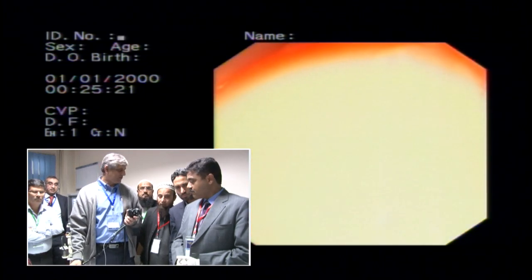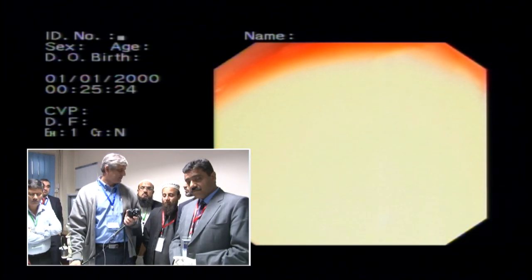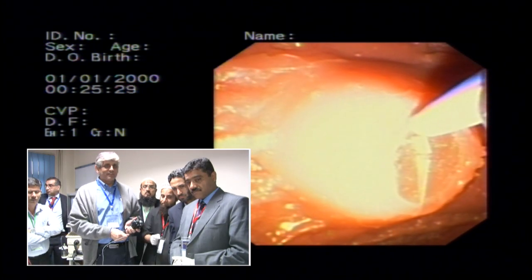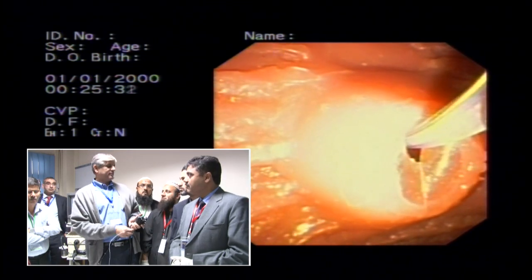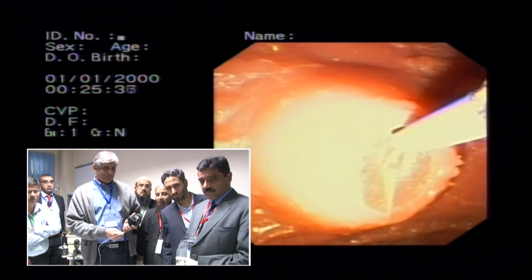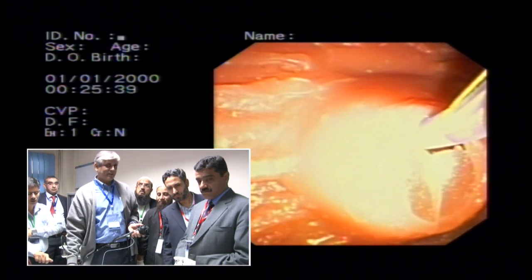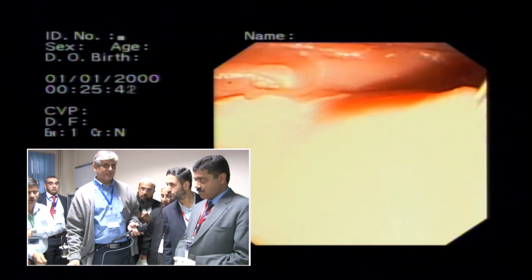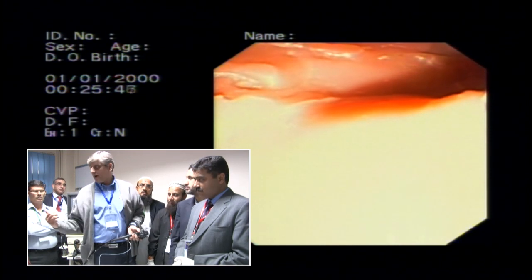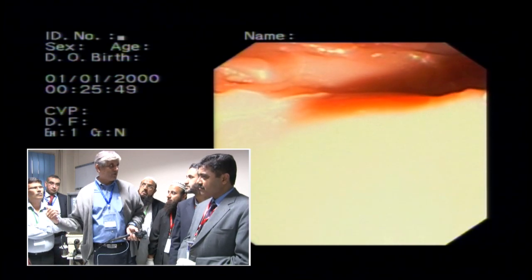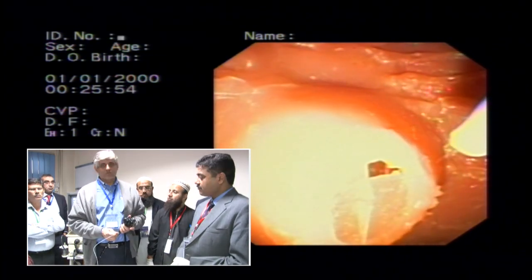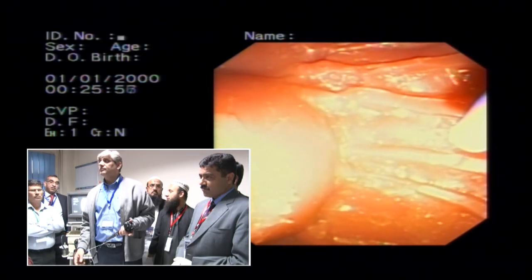Yeah, that's it. I try not to do this. I want the cannula to come and take the ampulla, pull it out, and it goes in. I ask my wife. That's typical.